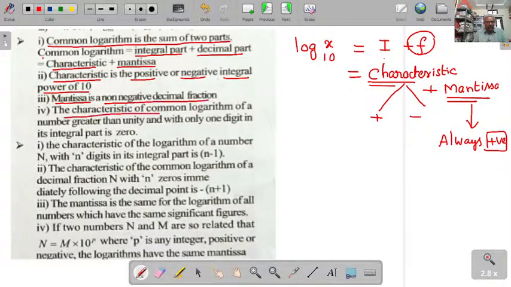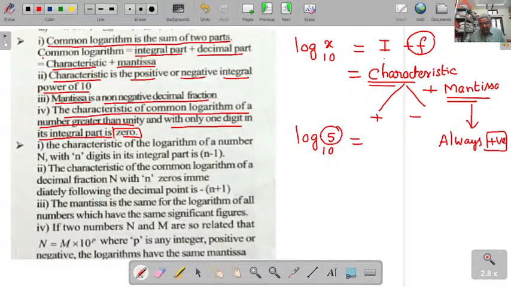The characteristic of a common logarithm of a number greater than unity with only one digit in its integral part is 0. For example, to find the logarithm of 5 to the base 10, the characteristic is, because it contains only one digit, 1 minus 1, which is 0, plus a fractional part. This part we can find with the help of the logarithmic table. For example, the logarithm of 35 to the base 10. How many digits are there? 2 digits. Its characteristic is 1 plus a fractional part. Suppose a 3 digit number.